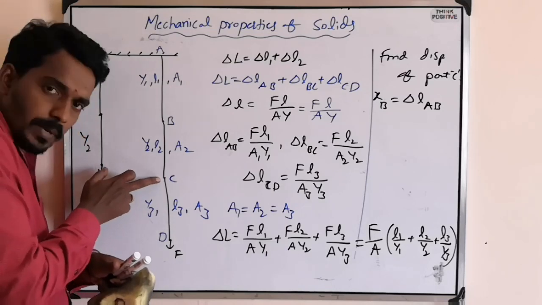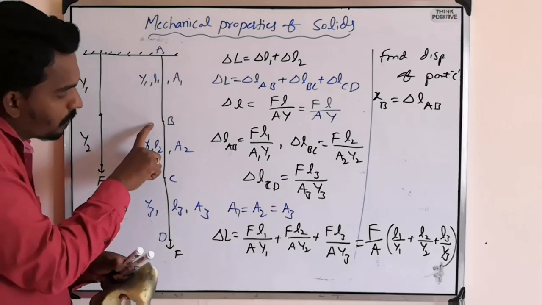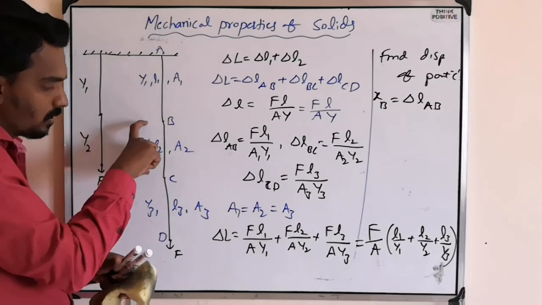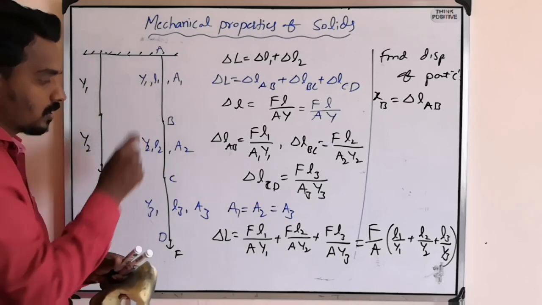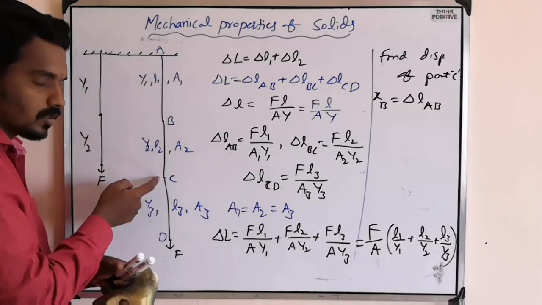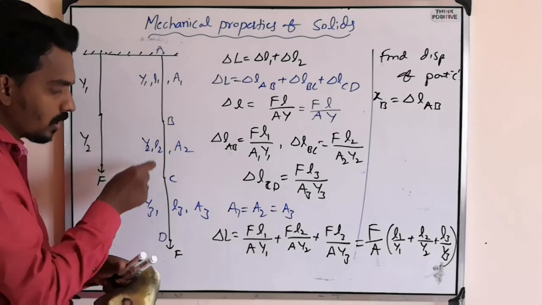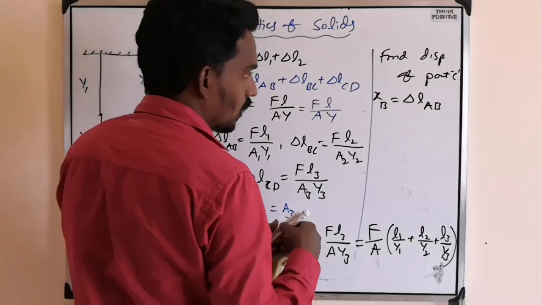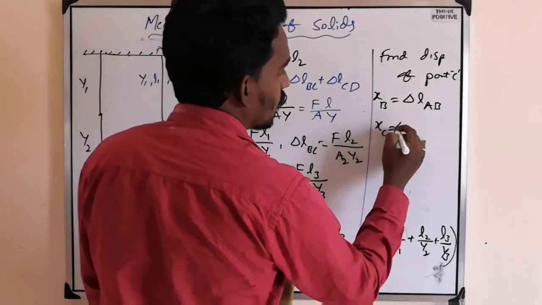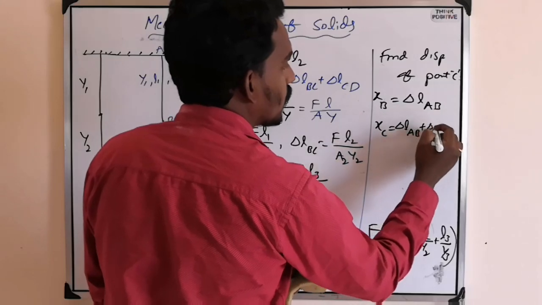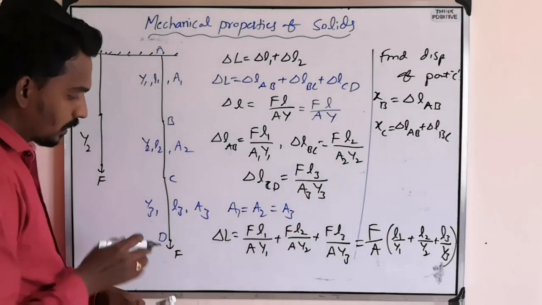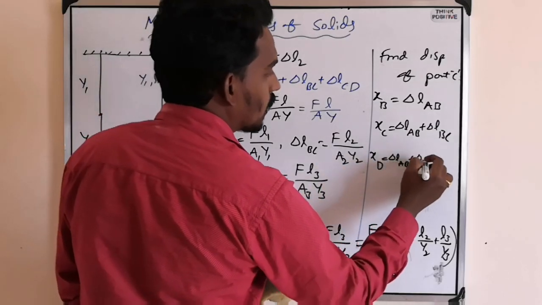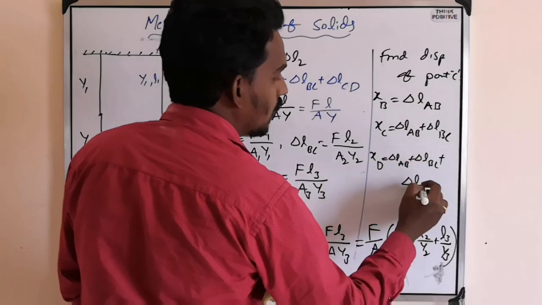But displacement of C means extension in BC plus extension in AB. This increases by something. This increases by something. This extension causes C to go down. This extension also causes C to go down. So that here displacement of C will become delta LAB plus delta LBC. Similarly, if they are asking for D, then delta LAB plus delta LBC plus delta LCD.